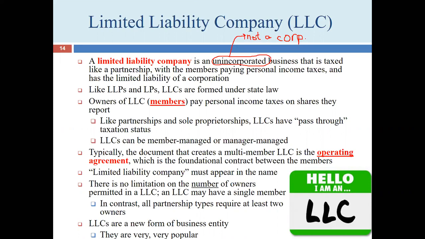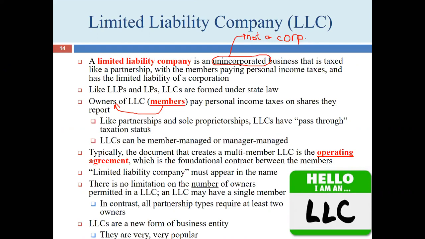The other difference is perhaps a little bit more practical, and that is an LLC can exist when there is only a single member. Let me first of all talk about what a member is. A member is the word that we use for owners of an LLC. When we're talking about a sole proprietorship, we call the owner the sole proprietor.